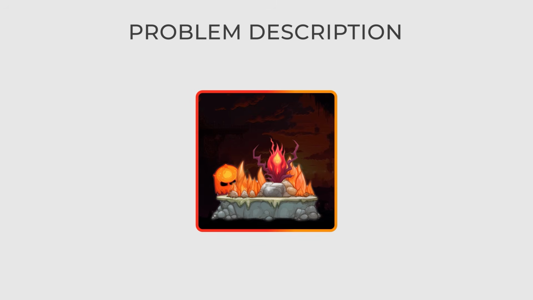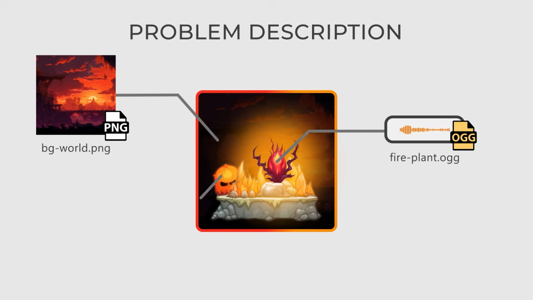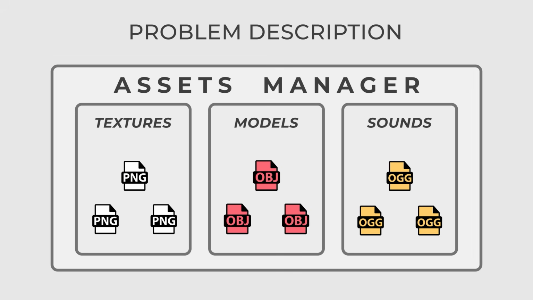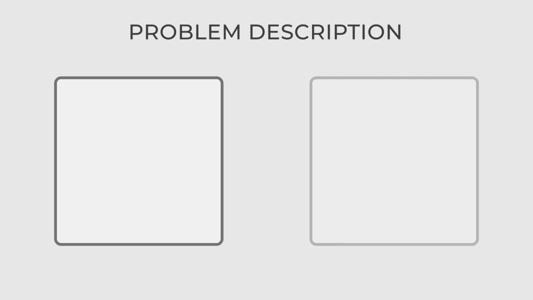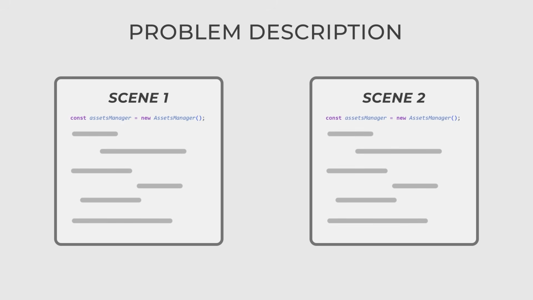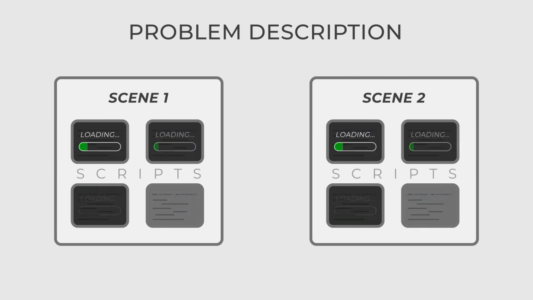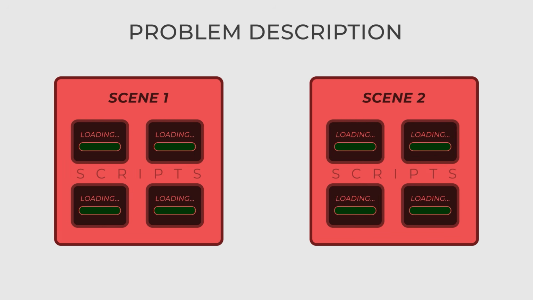Singleton. Imagine that you are creating a game and you are working with some assets, such as textures, sounds, models, and so on. You have an assets manager that helps you easily retrieve and work with these assets. Right now, you instantiate and use the manager's instance in every game scene, and even in every game script. And because of this, the resources are loading every time.